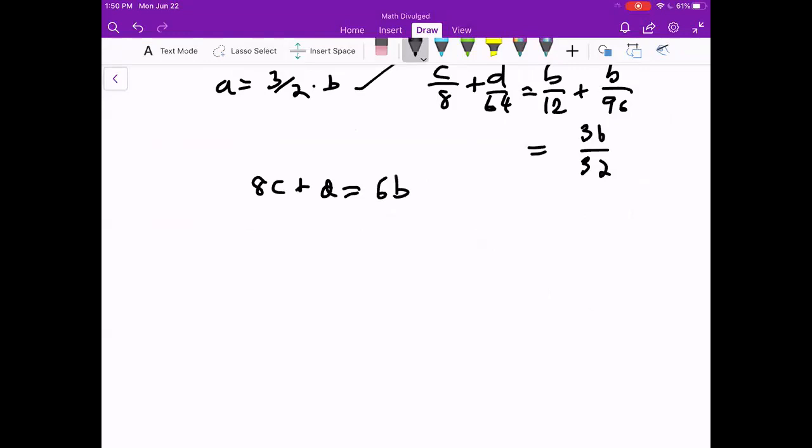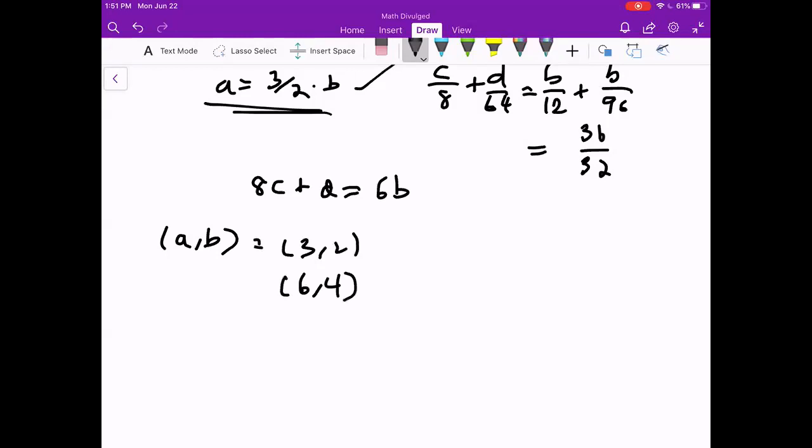So from here, we have to guess and check. And we know that all the values a, b, c, and d are less than 8 since ab.cd is written in base 8. So for our pairs of a and b, remember that a is equal to 3/2 times b, we have 3, 2 and 6, 4. These are two possible values for the pairs of a and b. Let's just go ahead and try the first one. This gives us that b is equal to 2, so that means that 8c plus d is equal to 12. And one natural solution to this is c is equal to 1, d is equal to 4.